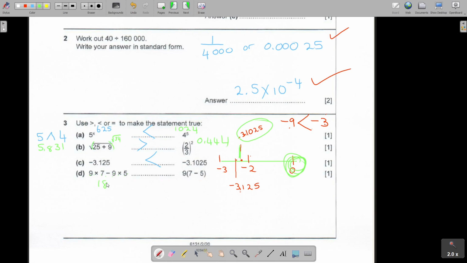But if you want to, press 9, multiply, bracket 7 minus 5, close the bracket. You don't have to put that multiply in. You can say 9 bracket 7 minus 5, close the bracket, equals. But you will get 18.